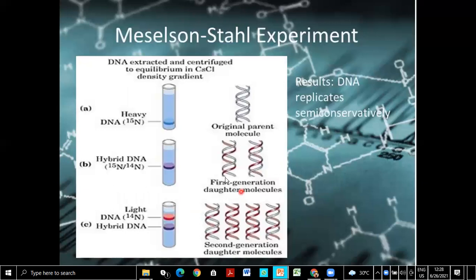Now let us see their experiment. So please understand that. They have grown the bacterium in N15 medium, ammonium chloride culture medium. So what happened? The original DNA, after several generations, they got the DNA with both the strands having N15 nitrogen. So it is N15 DNA, we can say. So this is the original parent molecule, and this is the heavy DNA because of N15. Okay. Now what did they do?